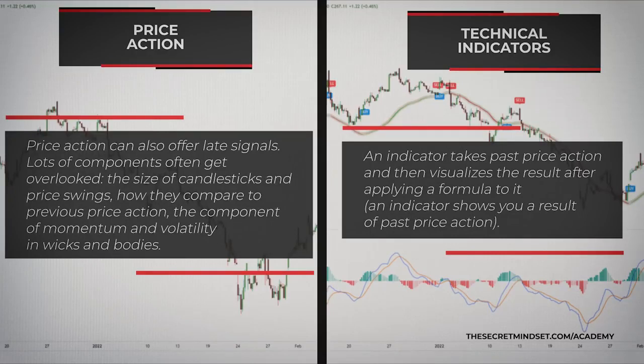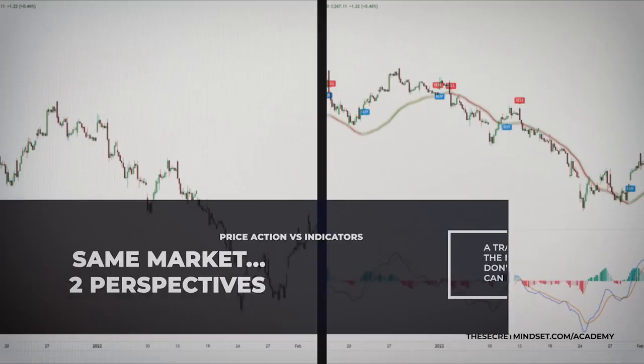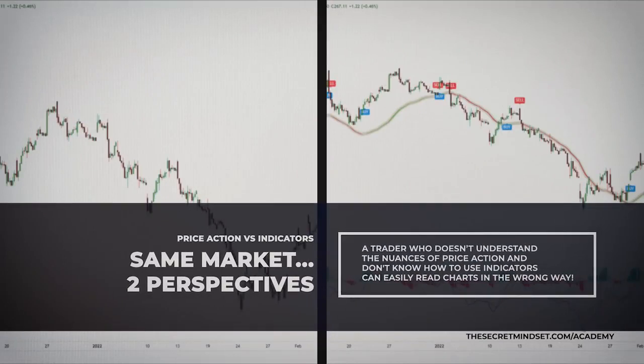Trading price action is not as easy as it sounds, and lots of components often get overlooked, such as the size of candlesticks and the price swings, how they compare to previous price action, the component of momentum, and the volatility in the wicks and bodies. Don't make the mistake of trading price action because it looks simple. A trader who doesn't understand the nuances of price action can easily read charts in the wrong way.